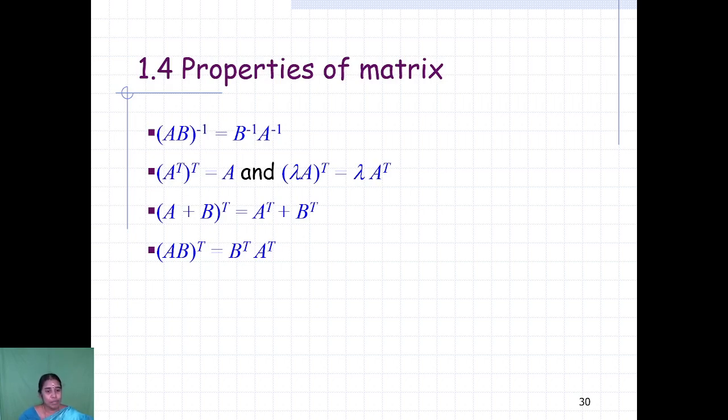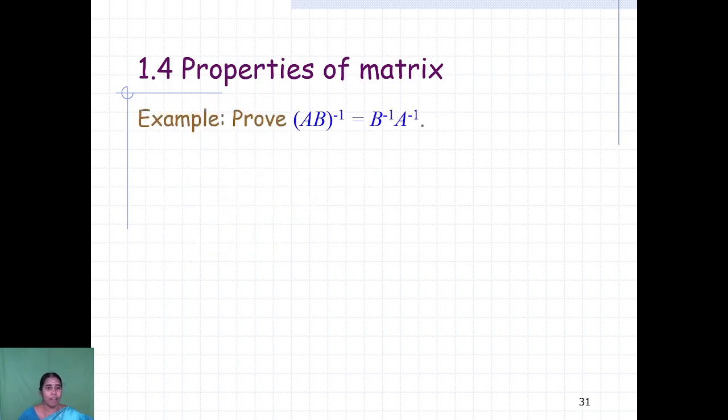Next, (A + B) transpose is equal to A transpose plus B transpose, and (AB) transpose is equal to B transpose A transpose. Both transpose and the inverse have the same properties. Next, (AB) inverse is equal to B inverse times A inverse.